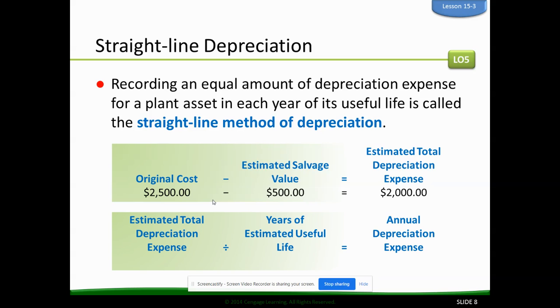Then we take the estimated depreciation divided by the years of useful life, and then we have our annual depreciation. So in this case, our depreciation expense was $2,000. We anticipate we'll use it for 5 years. So each year we will subtract $400 from that asset as depreciation.